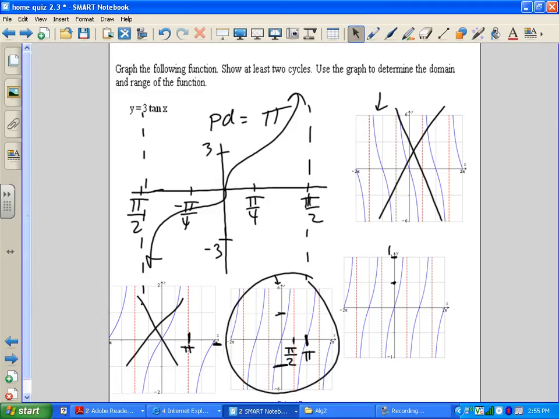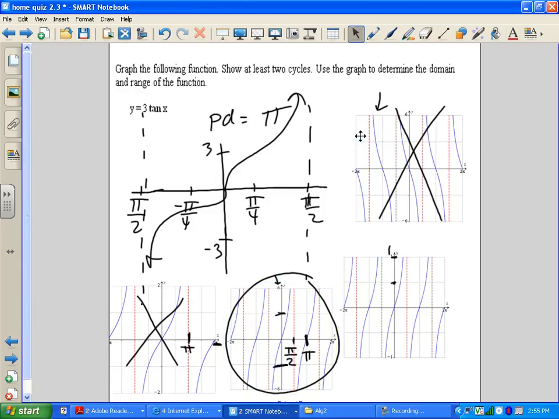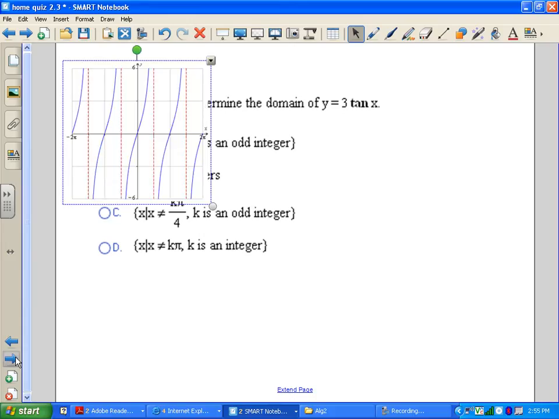Now I'm going to copy that and use it to answer the questions here for the domain and range. Okay, and let me blow it up for you here.